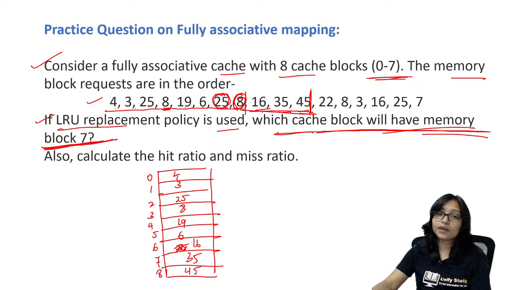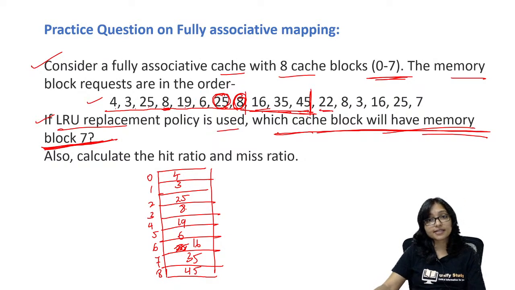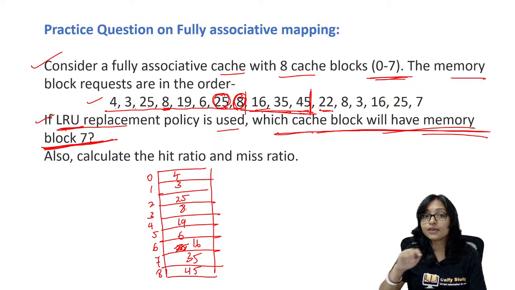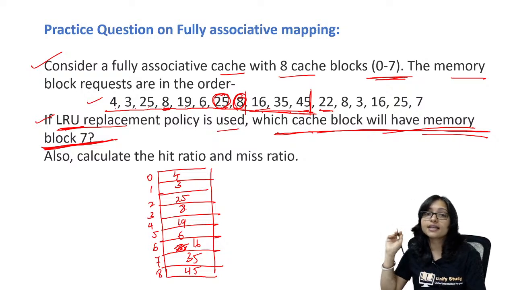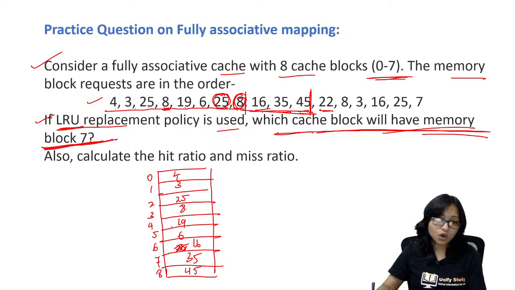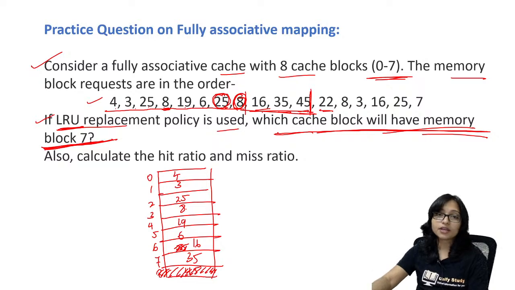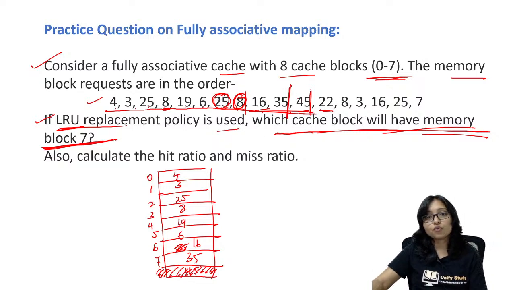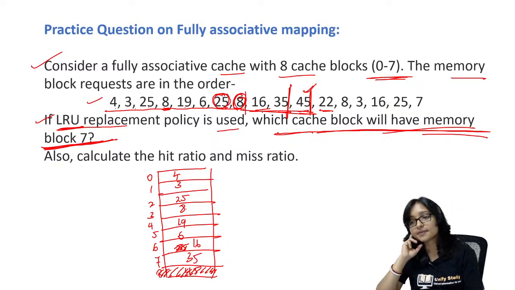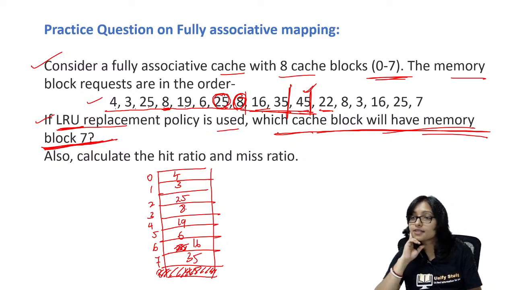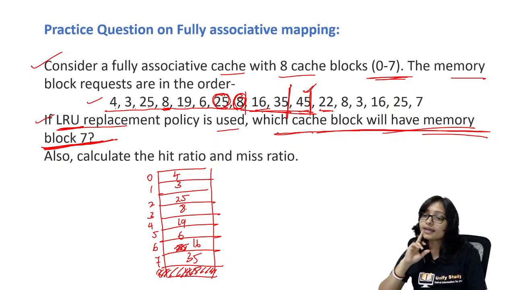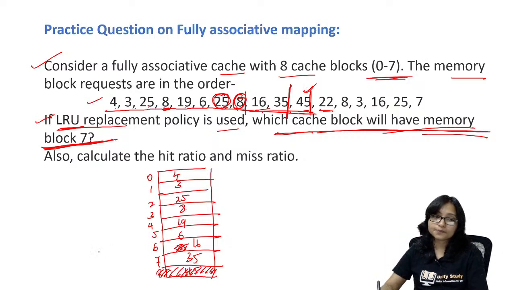Now, after that, when 22 came, which one will be replaced? It is using LRU, least recently used. Which one is not recently used? Oh, sorry, it was 0 to 7. Sorry, it was 0 to 7, right? Yes, that will be till 35. So, when 45 will come, which one will be replaced? Yes, it is 0 to 7. So, now, when 45 came, which one will be replaced?